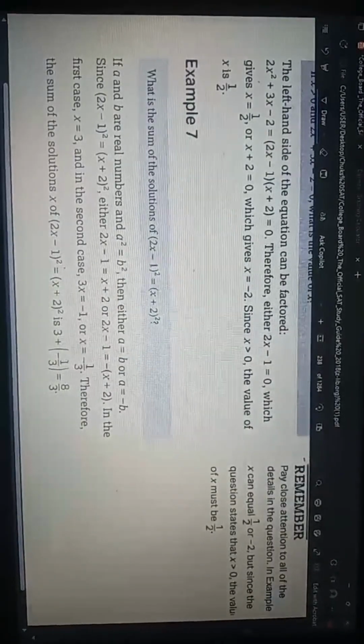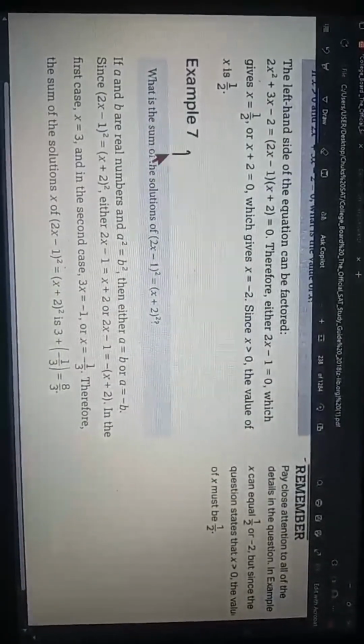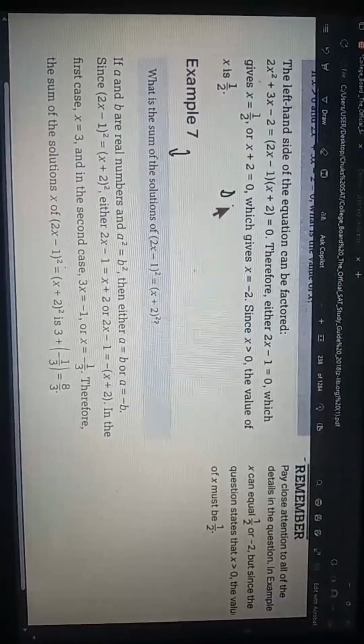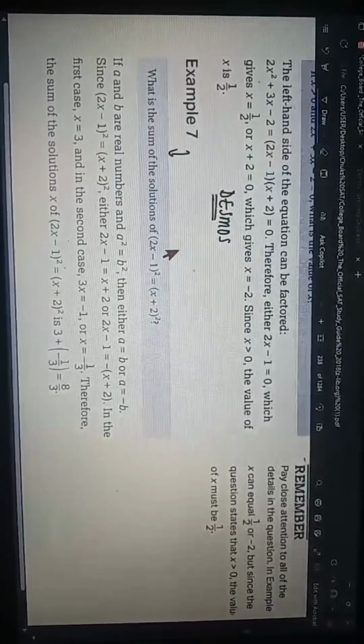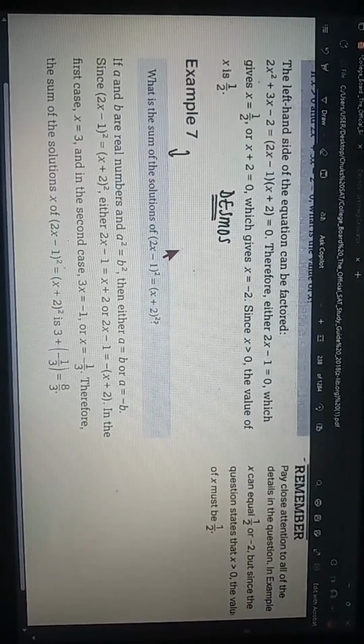But first of all, I would like to tell you this question right here is Desmos compatible. For those of us who are not aware of Desmos, you're going to see how to use Desmos in this class. But before we even start solving with Desmos, is there any other way we can solve this problem without Desmos? If you have a different way of solving this problem without Desmos, you can put it in the comment section, and let's see what your thought is for example 7.